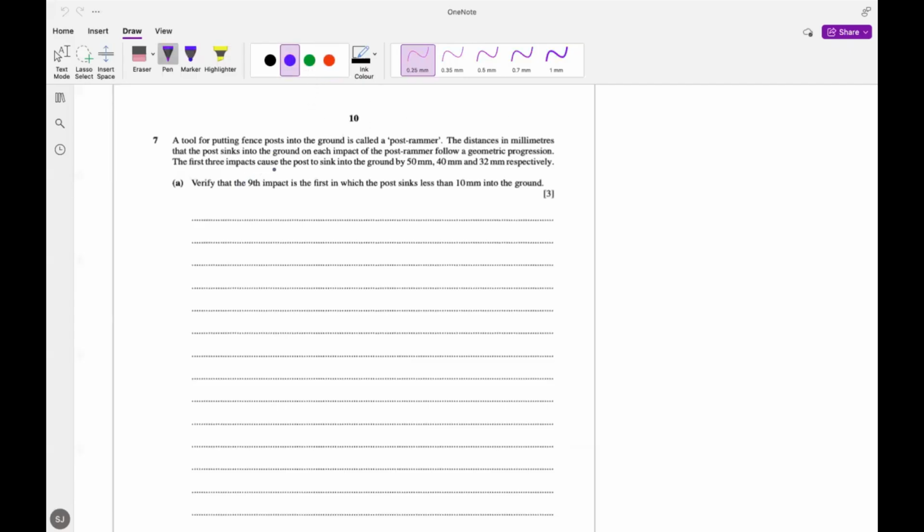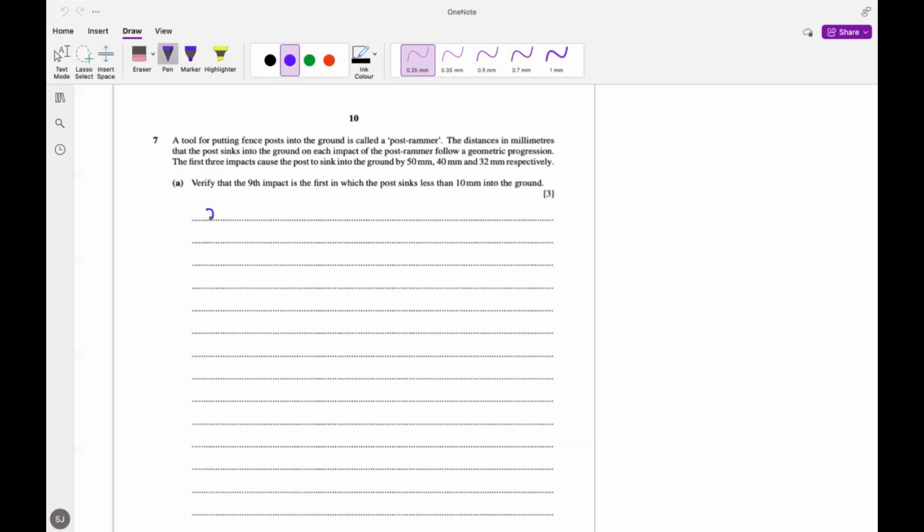In question 7, a tool for putting fence posts into the ground is called a post hammer. The distance in millimeters that the post sinks into the ground on each impact of the post hammer follows a geometric progression. The first three impacts cause the post to sink into the ground by 50, 40, and 32 millimeters respectively. In part A, we have to verify that the ninth impact is the first in which the post sinks less than 10 millimeters into the ground.